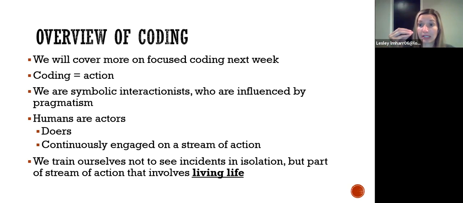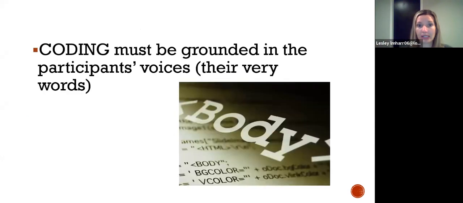So we're really focusing on what is happening in the data. We are describing what is happening using action. Remember, we are symbolic interactionists if we're influenced by pragmatism. So we believe that human beings are actors, doers, thinkers, engaged in a continuous stream of action. This coding strategy helps us account for that. We train ourselves to not see instances in isolation, but as a part of a continuous stream of action that involves living life. Applying these codes helps us suspend our codes from the data and helps us reorder things into looking at larger scale social processes.